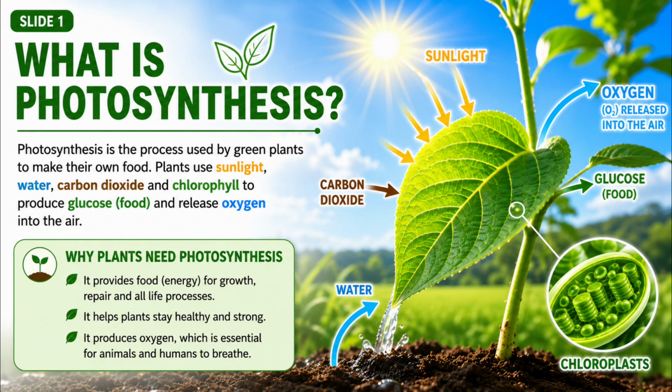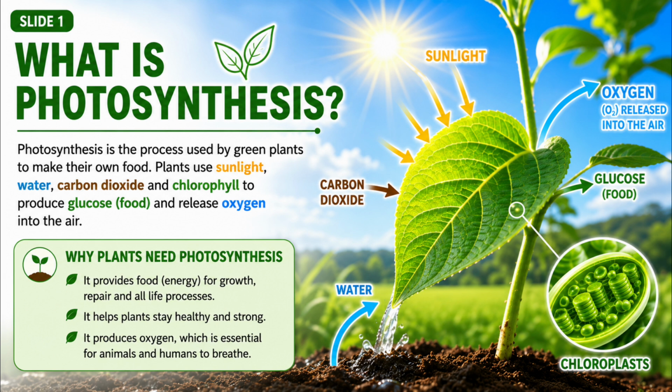Grade 10 Agricultural Sciences. Have you ever wondered how plants make their own food without cooking or eating like animals? The answer is a remarkable process called photosynthesis. Photosynthesis is the process that allows green plants to make their own food using sunlight, water, carbon dioxide, and chlorophyll, the green pigment found in their leaves.